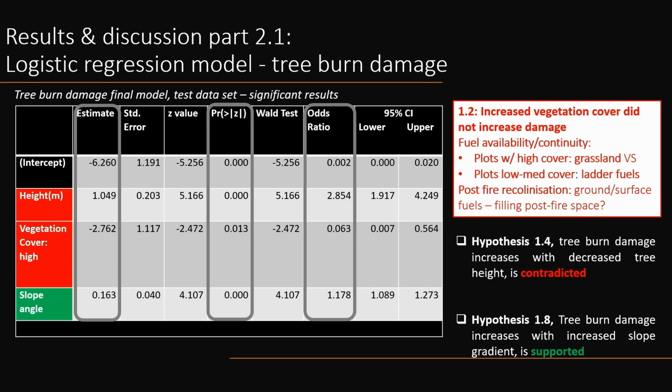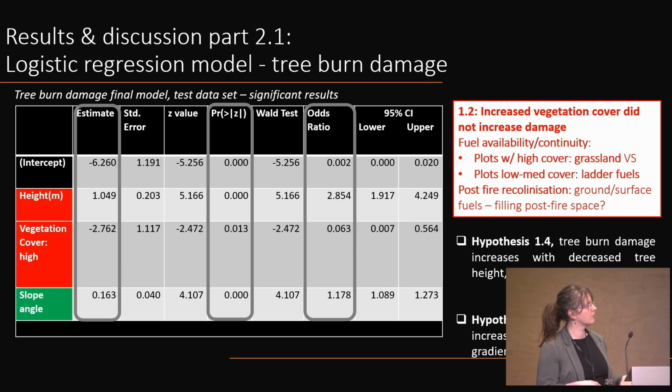This could be linked to the fact that the plots with higher vegetation cover had higher levels of grassland, so not many trees. And the plots with low to medium cover had more ladder fuels, that is the fuels that let the fire spread to the canopy. It could also be linked to the fact that my observations were made post-fire and there would have already been some post-fire recolonization.